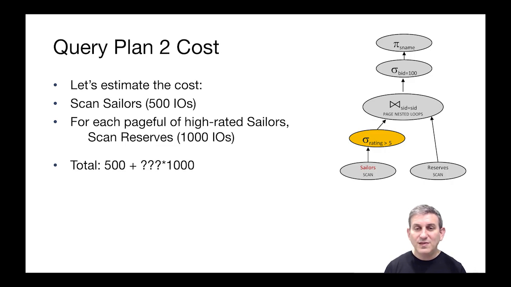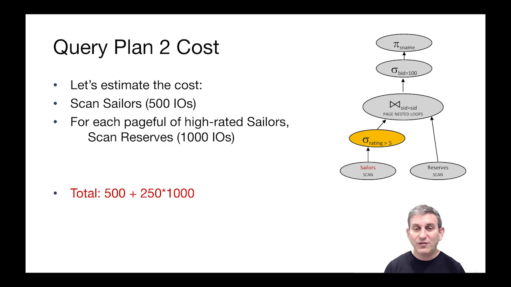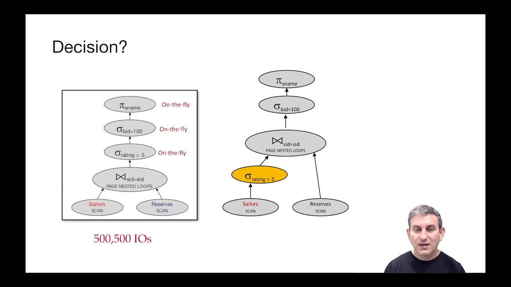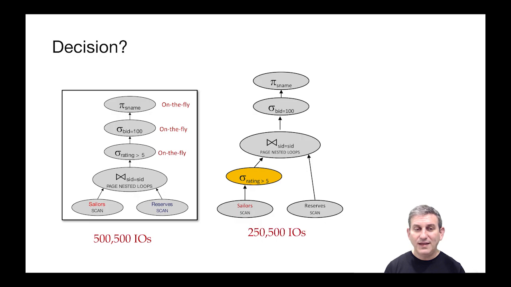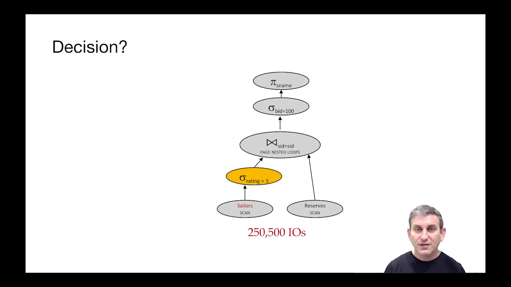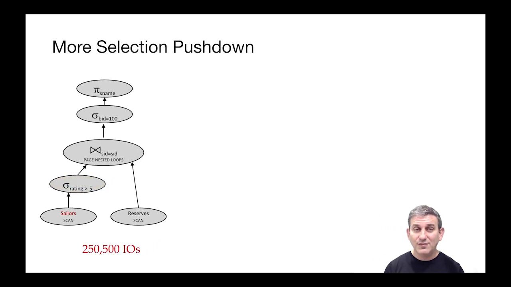Well, we assumed that ratings were evenly distributed across the sailors, which means that rating greater than 5 is about half the sailors, because the ratings went from 0 to 10. So the total here would be 500 plus half of 500, which is 250, times 1,000. All right, and looking at the cost for that, it's approximately half of the cost we had before, more or less. And so this is clearly a better plan. It's only 250,500 IOs. So it's a good heuristic in this case and in most cases.